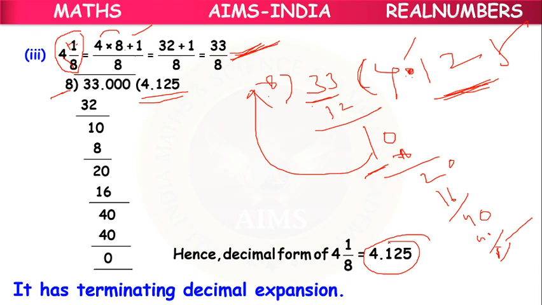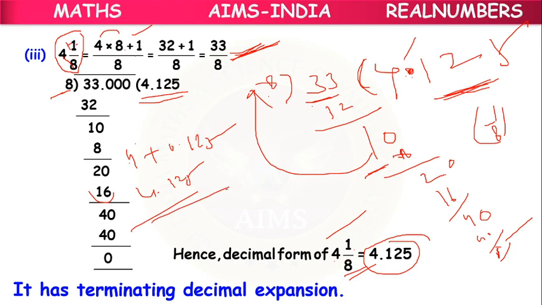Actually, in this 4 1 by 8, you can keep 4 as it is. This 1 by 8, you can divide. This 1 by 8 value is 0.125. That value we can add to 4. We will get 4.125 directly. Like that also we can do. So it is an example of a terminating decimal expansion.